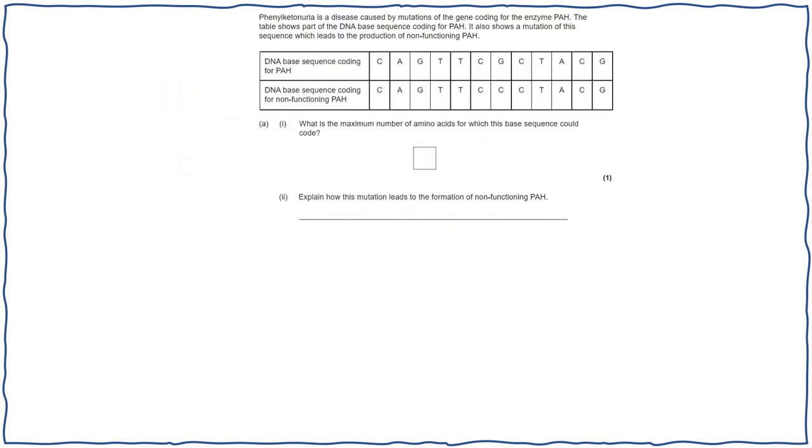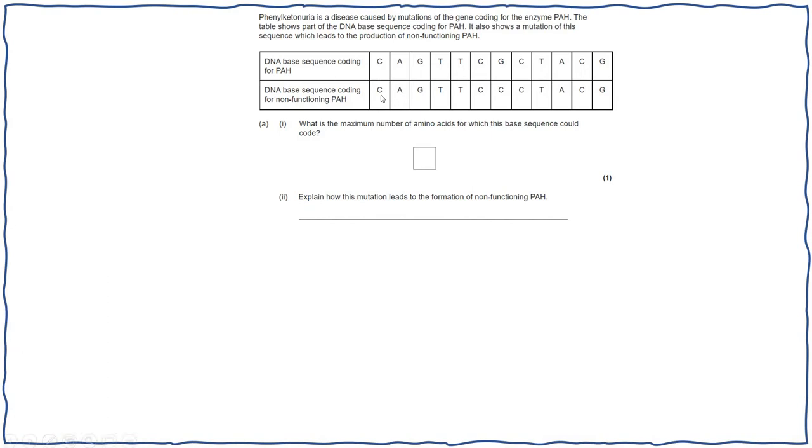Phenylketonuria is a disease caused by mutations of the gene coding for the enzyme PAH. The table shows part of the DNA base sequence coding for PAH. It also shows a mutation of this sequence which leads to the production of non-functional PAH. What is the maximum number of amino acids for which this base sequence could code for?